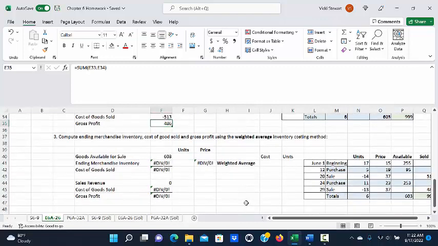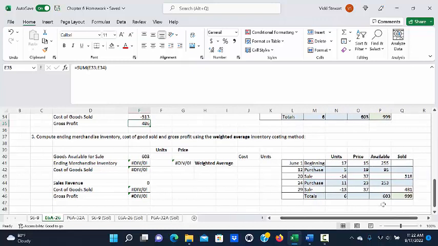And then in part 3, it asks us to compute ending merchandise inventory, cost of goods sold, and gross profit using the weighted average inventory costing method. When we use weighted average, we take our total cost of goods available for sale, which was $603, and then we divide that by the total number of units that were available for sale.